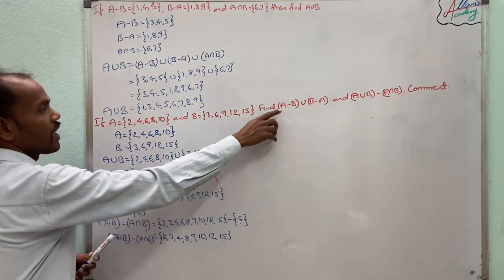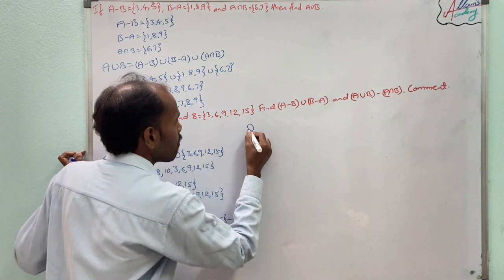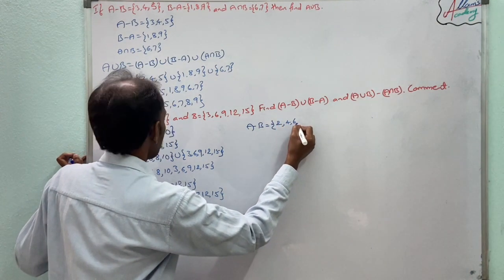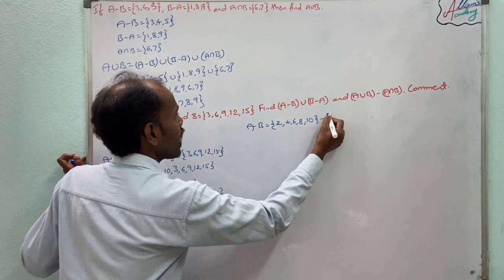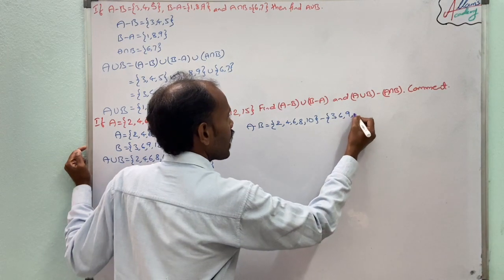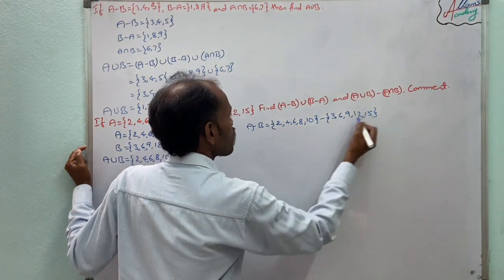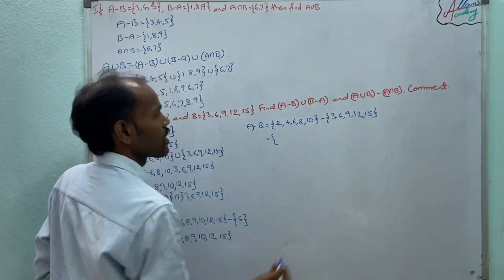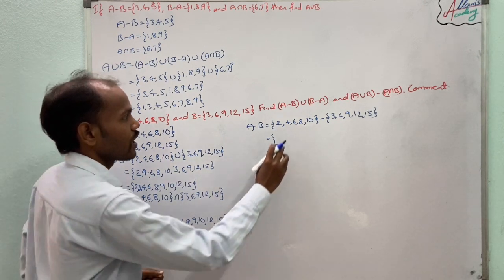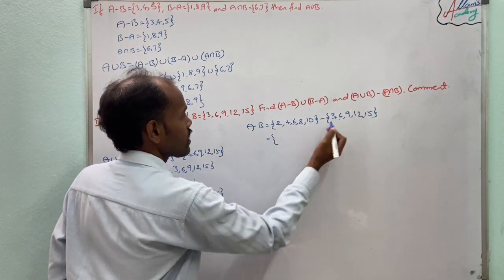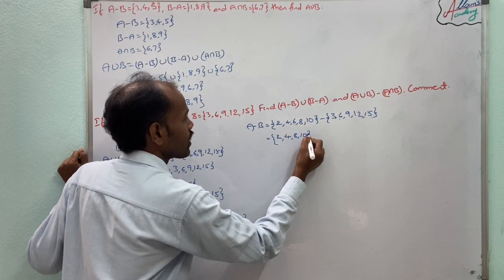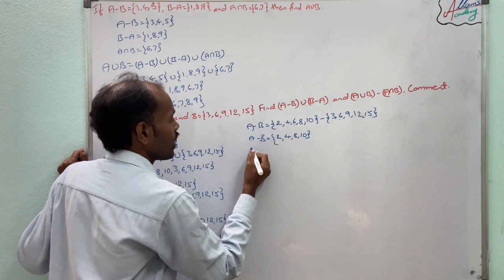So now we are finding A minus B. A minus B is equal to {2, 4, 6, 8, 10} minus the set B, which is {3, 6, 9, 12, 15}. Minus means neglecting the common elements and writing the remaining ones of the first set. Here the common element in both sets is 6. So the remaining elements in the first set are 2, 4, 8, 10. It is the set A minus B.